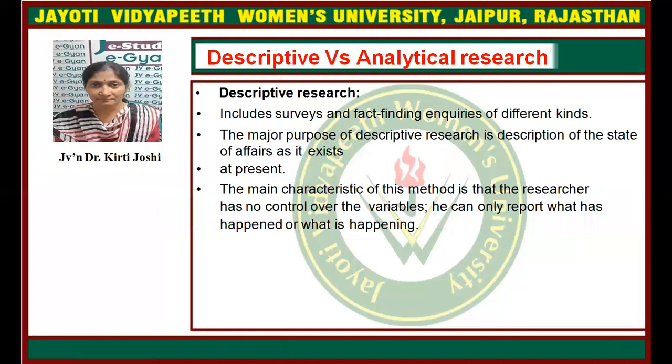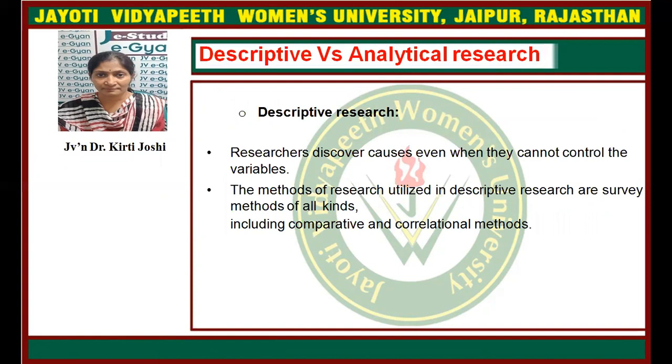Firstly, descriptive versus analytical research. Descriptive research includes surveys and fact-finding inquiries of different kinds. The major purpose of descriptive research is description of the state of affairs as it exists at present. The main characteristic of this method is that the researcher has no control over the variables. He can only report what has happened or what is happening. Also, researchers discover causes even when they can't control the variables. The methods used in descriptive research are survey methods of all kinds, including comparative and correlational methods.